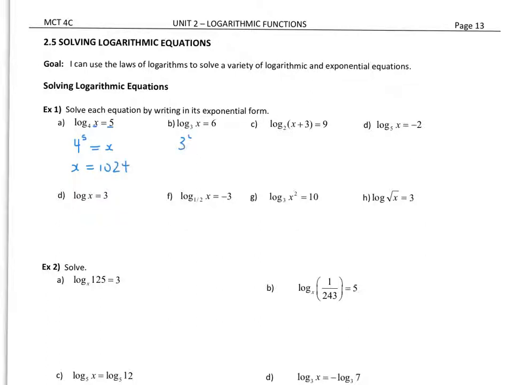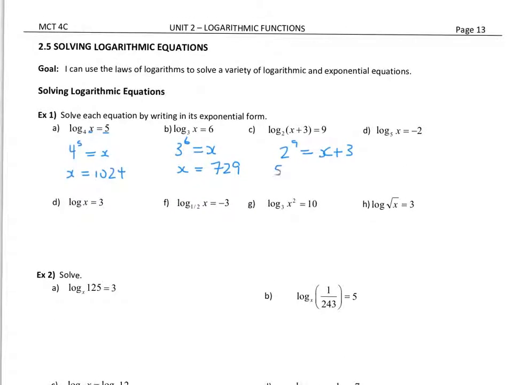3 to the exponent 6 is equal to our x. That's a 6 there. 3 to the exponent 6, put that into your calculator, should be 729. So x is equal to 729. Now with this one, 2 to the exponent of 9 is equal to x plus 3. Now 2 to the exponent of 9 is 512. So 512 is equal to x plus 3, and then we just need to get x by itself by subtracting 3 from both sides, and we get x is equal to 509. Okay, so don't forget that we're actually subtracting 3 from both sides to get there.